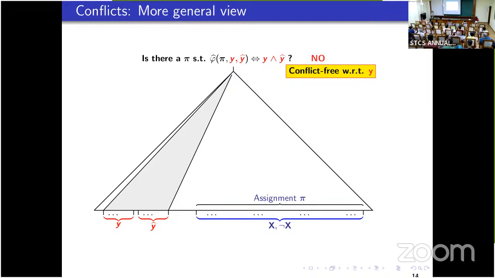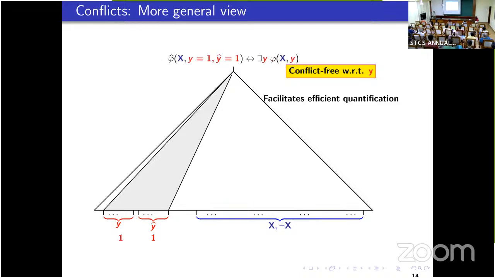Then it turns out that I can do an efficient quantification. And how do I do the efficient quantification? I just set y and y hat both to 1 in the circuit, and that's it. The output is semantically equivalent with this verified.